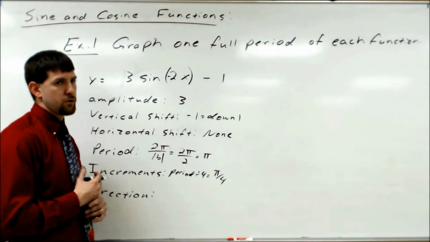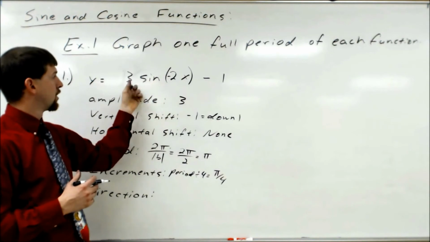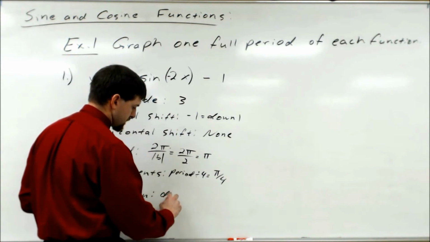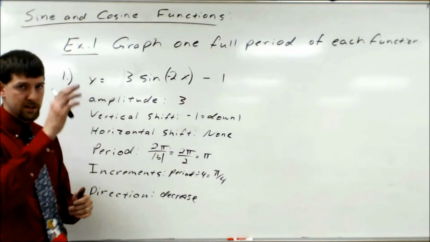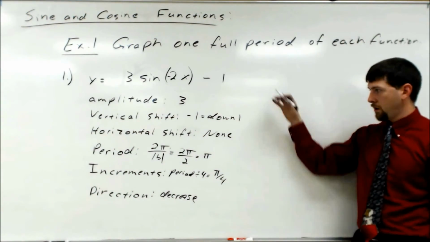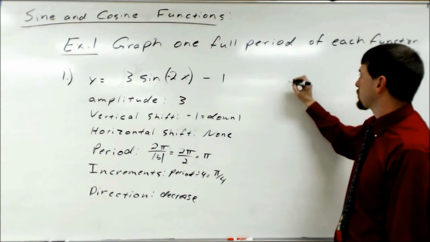And then direction. Remember direction, we looked at A and B. If A and B for sine are opposite signs, then the graph is going to decrease coming out of the sinusoidal axis. So, for our initial point, let's go through and let's build this graph.